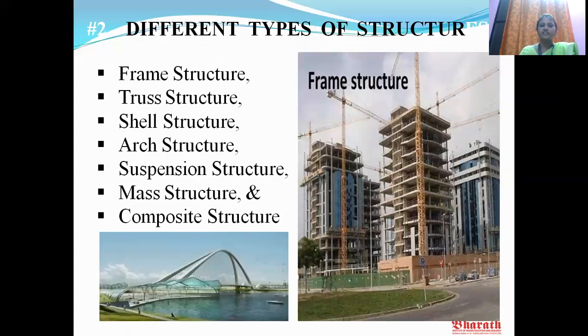Next one is truss structures. In truss type of structures, members are organized into connected triangles. These members overall assemble into a single object. This type of structure we call truss structures.